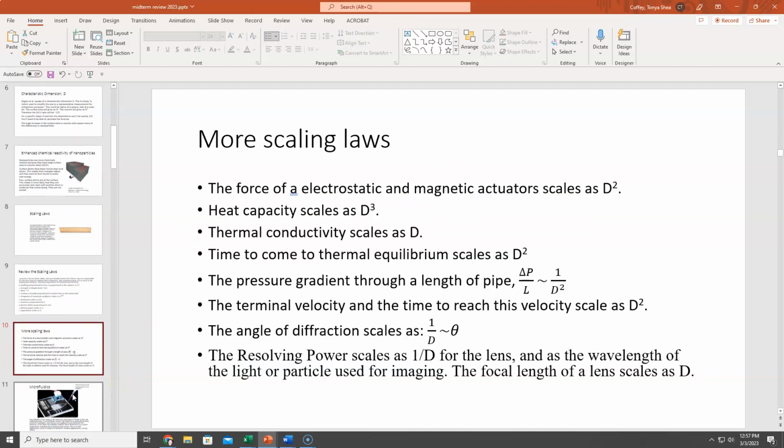Here's some more. The force of an electrostatic and magnetic actuator scales as d squared. Heat capacity scales as d cubed. Thermal conductivity scales as d. And the time to come to thermal equilibrium scales as d squared. The pressure gradient through a length of pipe scales as 1 over d squared. The terminal velocity and the time to reach this velocity scale as d squared. The angle of diffraction scales as 1 over d, which is proportional to theta. And the resolving power scales as 1 over d for the lens, and the wavelength of the light or particle used for imaging. The focal length of a lens scales as d. So those are some of the scaling laws we covered.